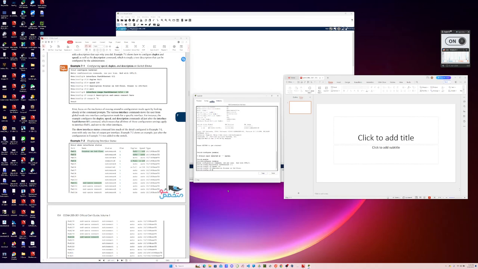So, in the description. Description is a command. Exit. What did I exit? The interface. So now I can move again with the interface range. Now I'm on a different range. That worked.